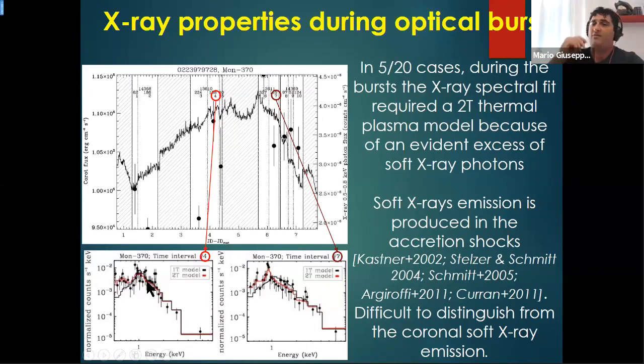So we have some evidence that during the optical burst we can detect this soft X-ray emission, which is quite important because, as I said before, the soft X-ray emission is connected to the accretion process, but it has always been very difficult to resolve this soft X-ray emission because people didn't have these light curves to isolate the bursts, and it was difficult to distinguish it from the coronal emission from the star. And it can be useful to probe the accretion process.